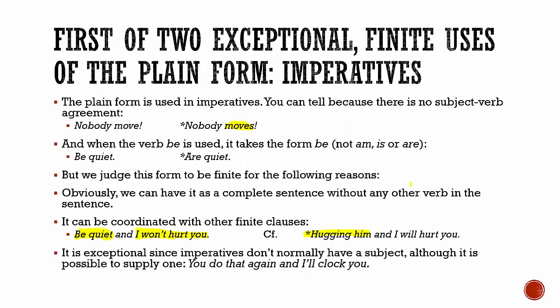Oh, and as it's noted here, it is exceptional since imperatives don't normally have a subject, although it's possible to supply one. So "do that again and I'll clock you." "You do that again and I'll clock you." Okay, so these are really weird finite sentences, but they are finite sentences, finite clauses.